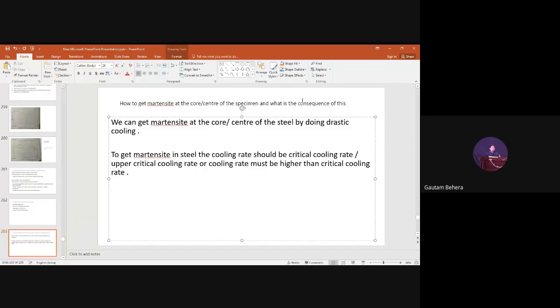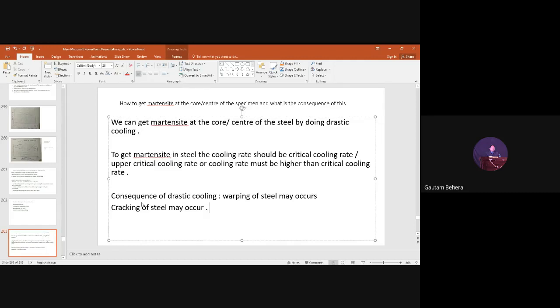The question was about the consequence of drastic cooling. What is it? Warping of steel may occur, and cracking of steel may occur. So you people have understood now.